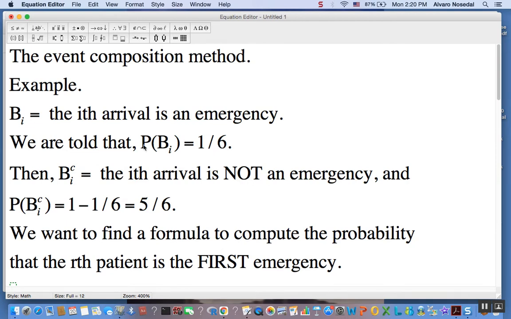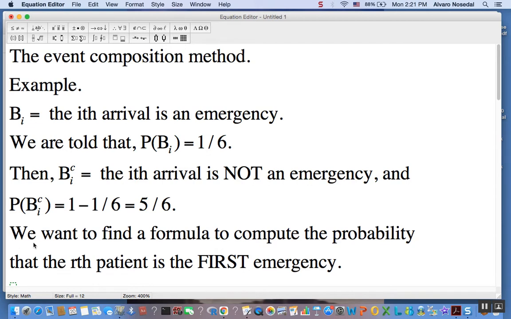Now, the complement of B_i, B_i complement, would be that the ith arrival is not an emergency. And we know, because we talked about this, we actually showed this result, that the probability of the complement of an event is 1 minus the probability of the event. So in this case it would be 1 minus 1/6, meaning 5/6.